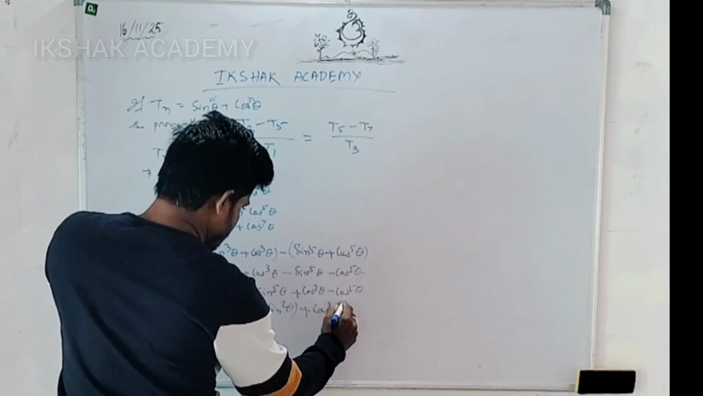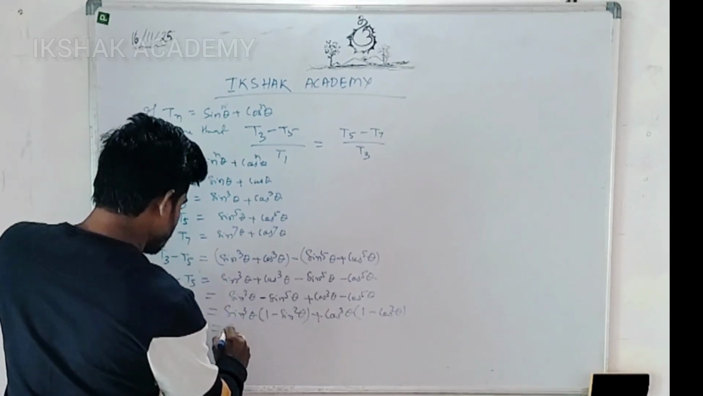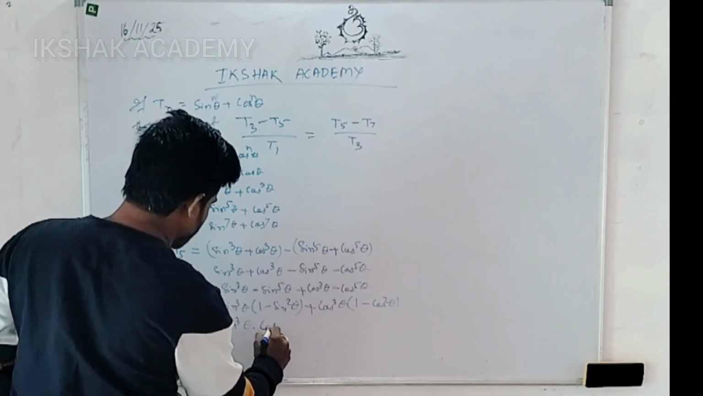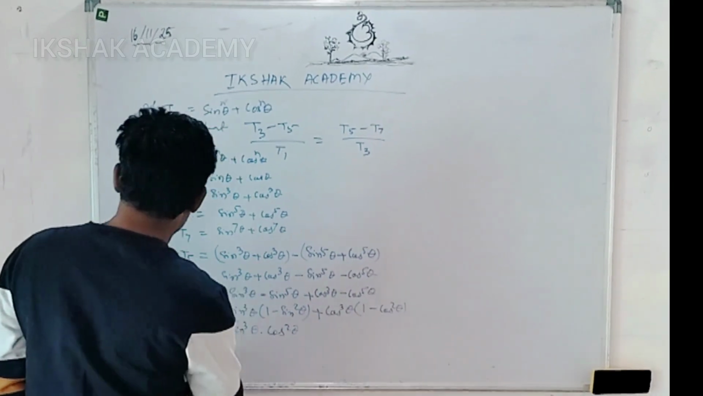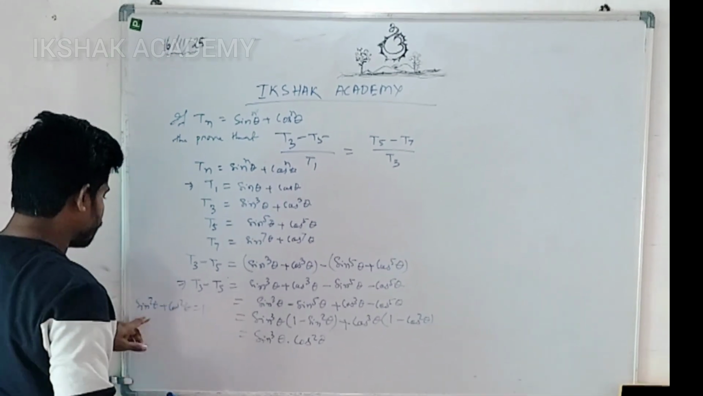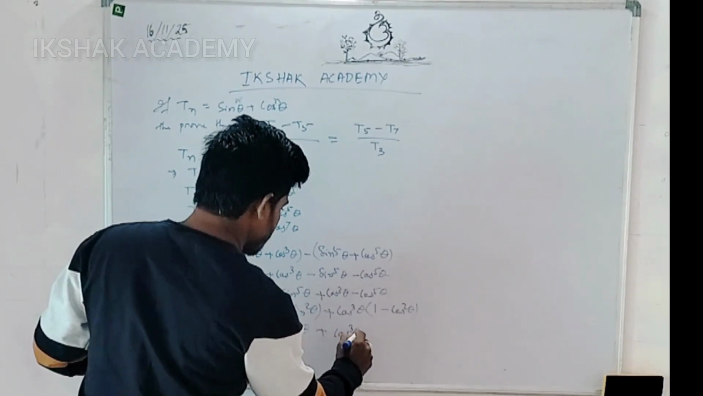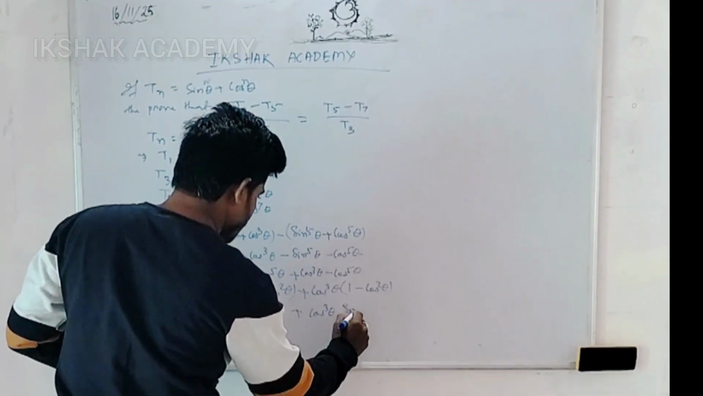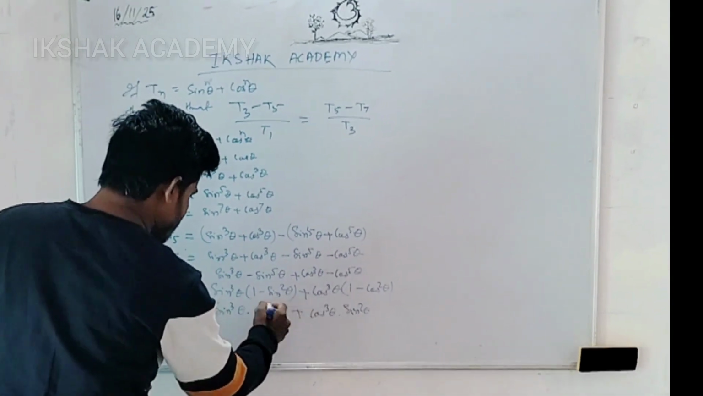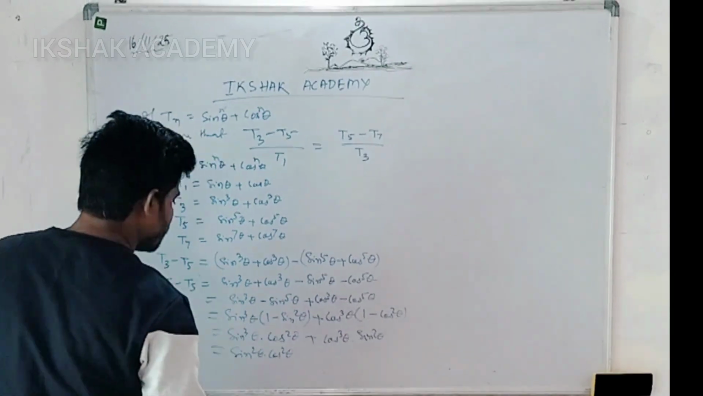Then here cos cube theta will be taken as common, 1 minus cos square theta. So this will be sin cube theta into (1 minus sin square theta), which is equal to cos square theta. You have already known about this. The formula is sin square theta plus cos square theta equals 1. So 1 minus sin square theta is equal to cos square theta. So here cos cube theta into (1 minus cos square theta) is equal to sin square theta. Then cos square theta and sin square theta are present, so sin square theta into cos square theta will be taken as common.